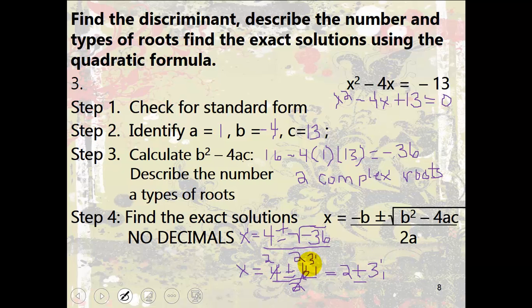And so I'm not going to write them as ordered pairs. I get x is equal to 2 plus 3i, and x is equal to 2 minus 3i. While these are solutions, because they're imaginary, they are not x-intercepts.